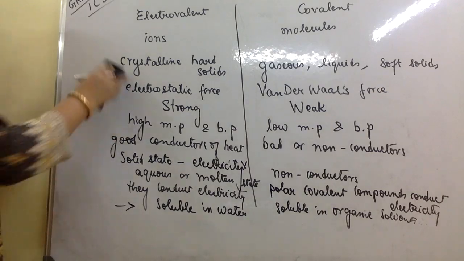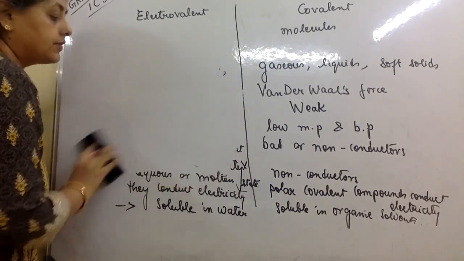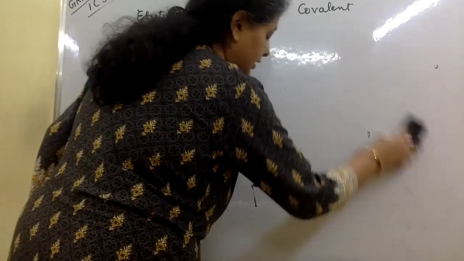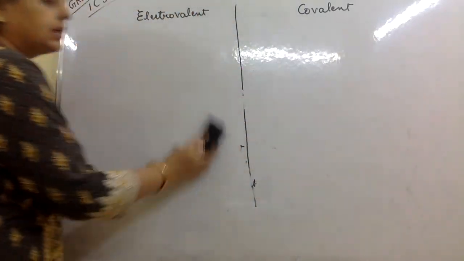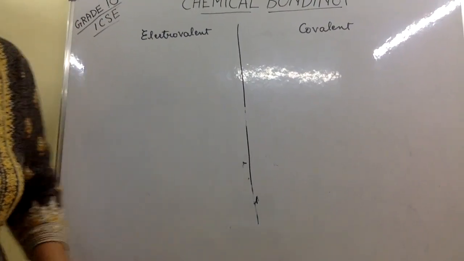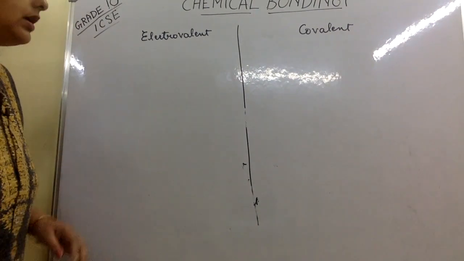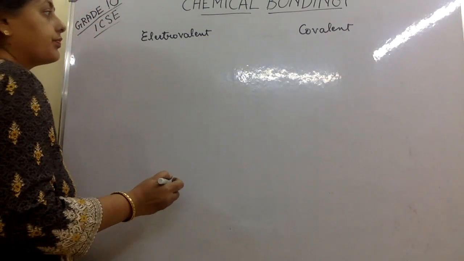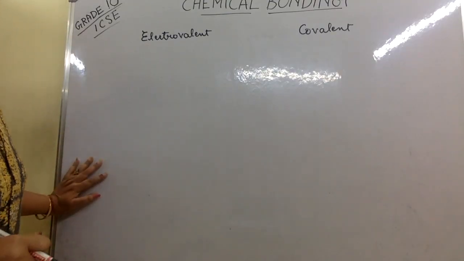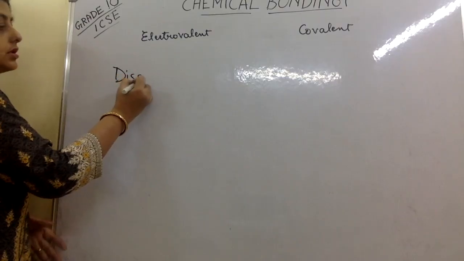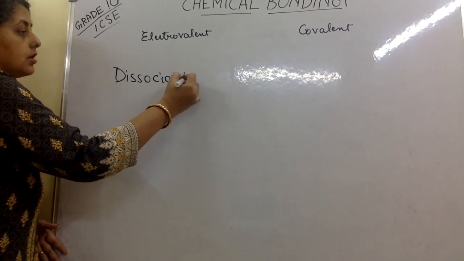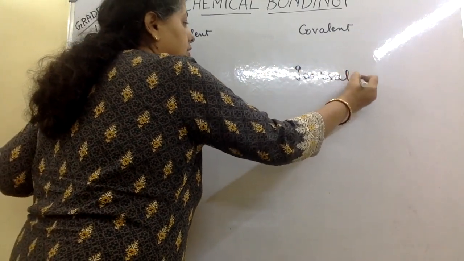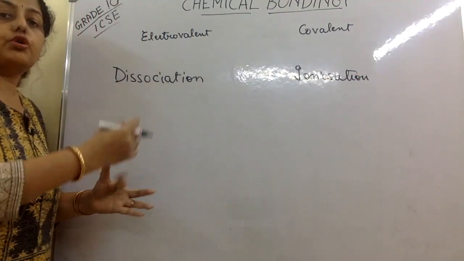Now let's come to one very important difference. All these differences, you'll remember. Here is one difference that I am going to talk about, and this one is definitely going to come in your exams. If you have reached the video till here, then you will understand the worth of this. Electrovalent compounds undergo dissociation, and covalent compounds undergo ionization.